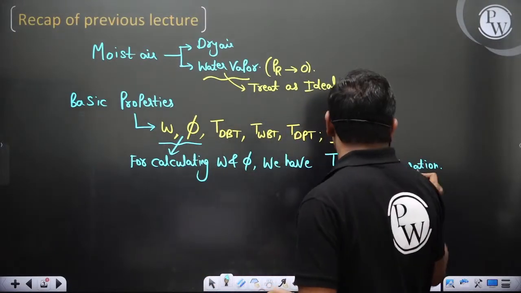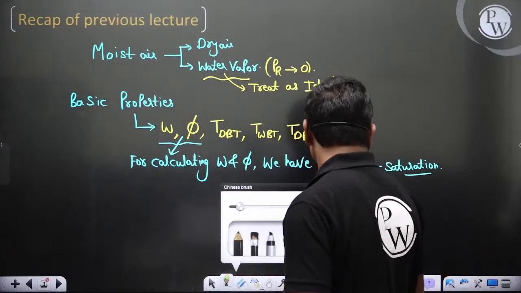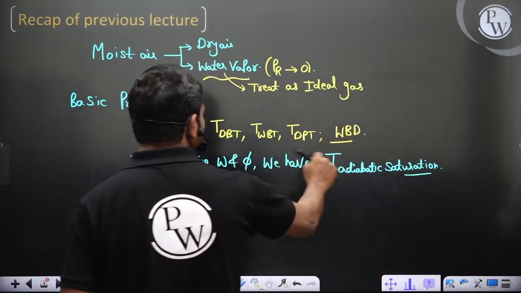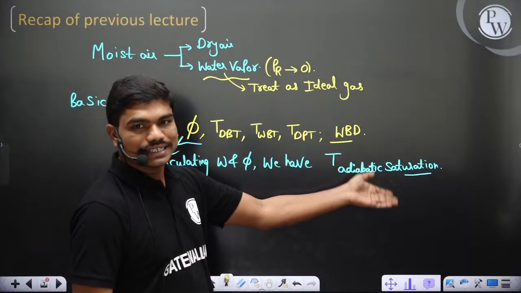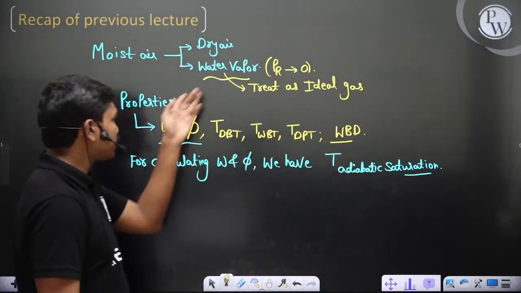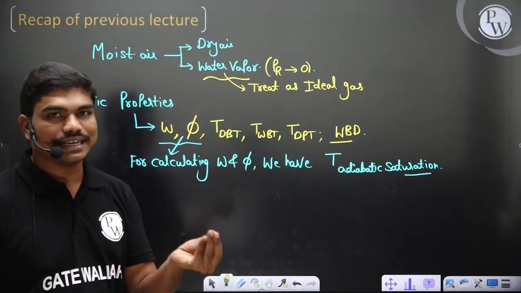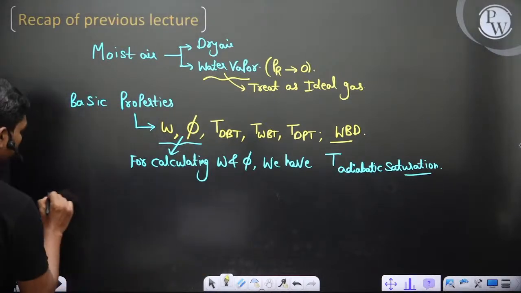We have calculated the adiabatic saturation temperature. We have seen the apparatus for determining T adiabatic saturation, and if you apply mass balance and energy balance, you can easily identify it. If this is calculated, you can calculate omega and phi of a given moist air sample. And then we have seen the psychrometric chart.